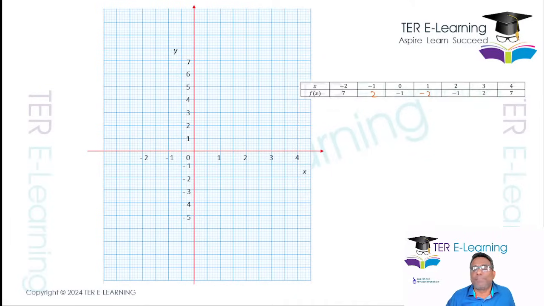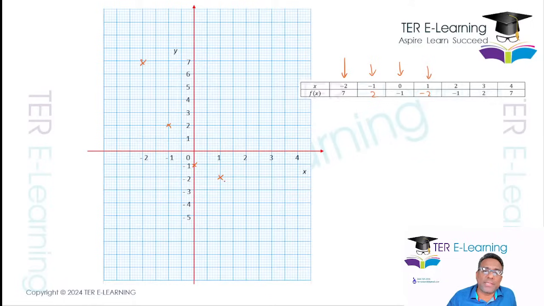So all we're going to do is plot each of these points here, and you're going to get a quadratic. The first point is minus 2, 7, so that's up here. Next point is minus 1, 2, which is here. Next point is 0, minus 1. That's here. Next point is 1, minus 2.